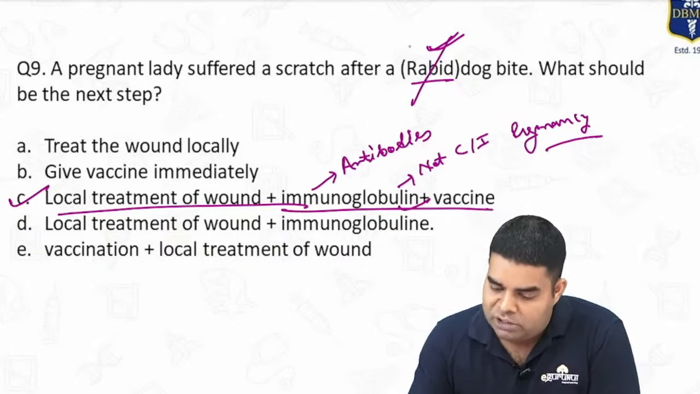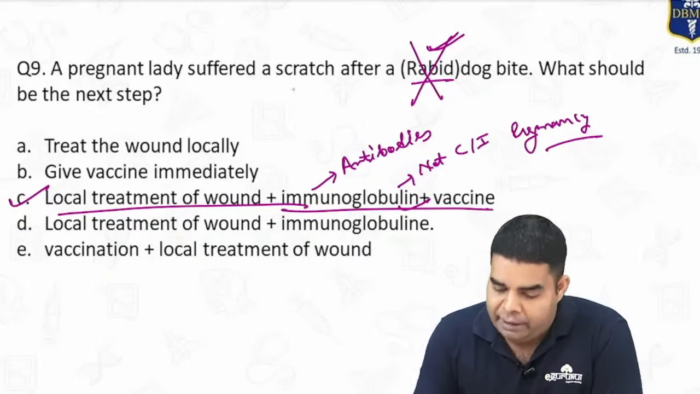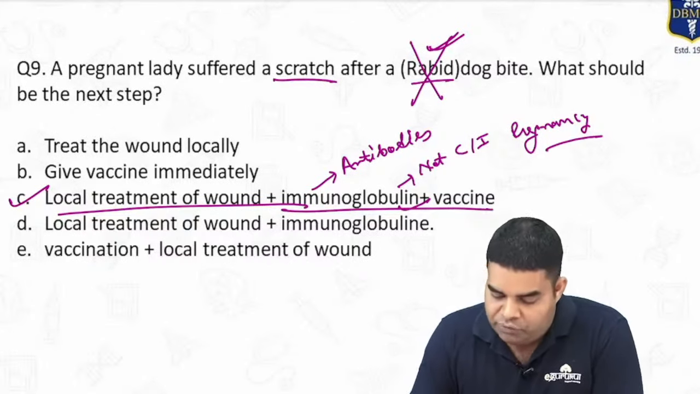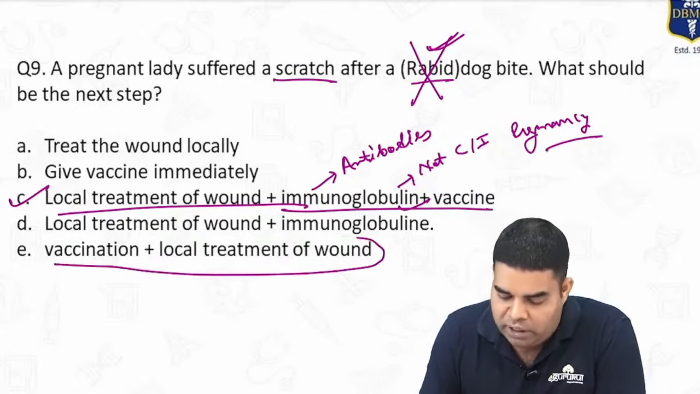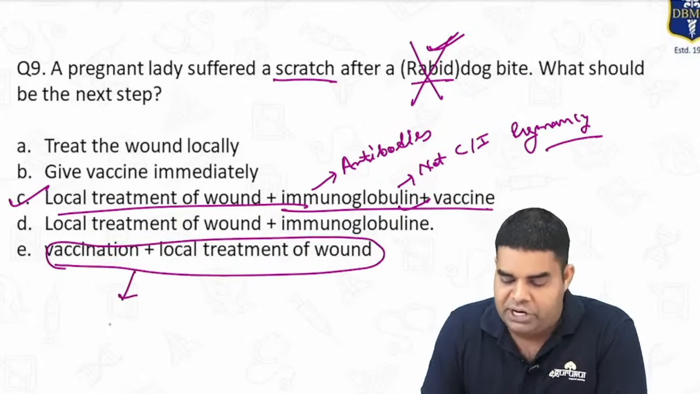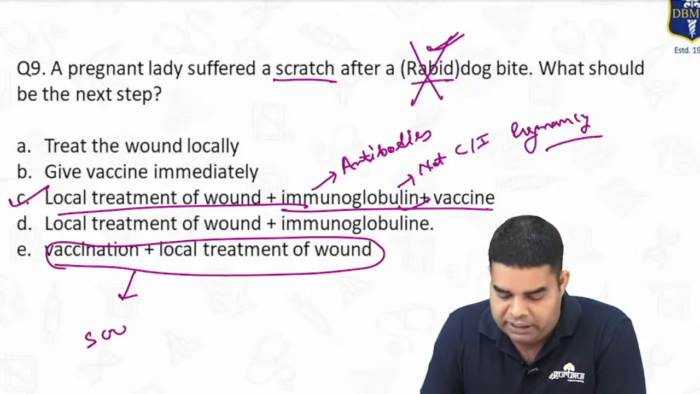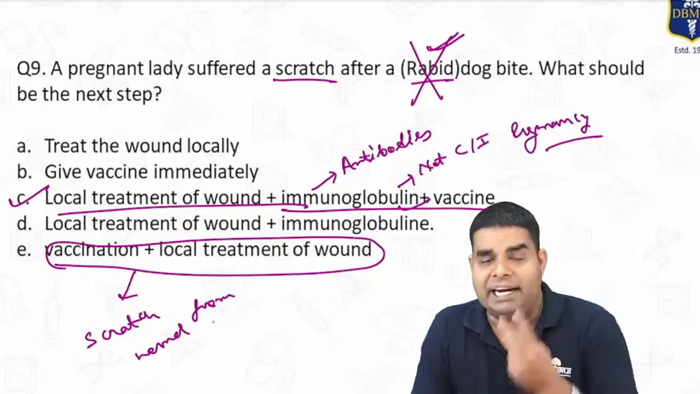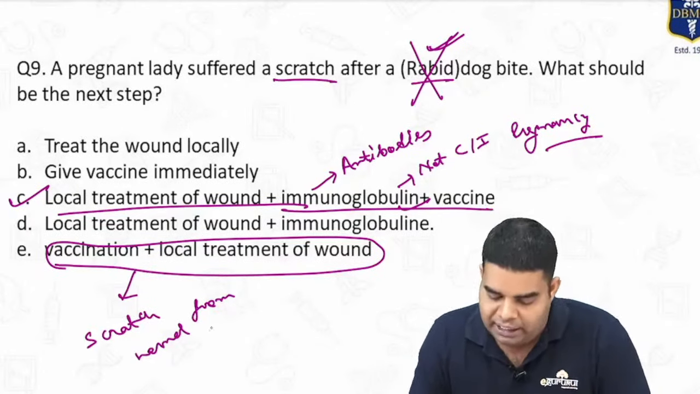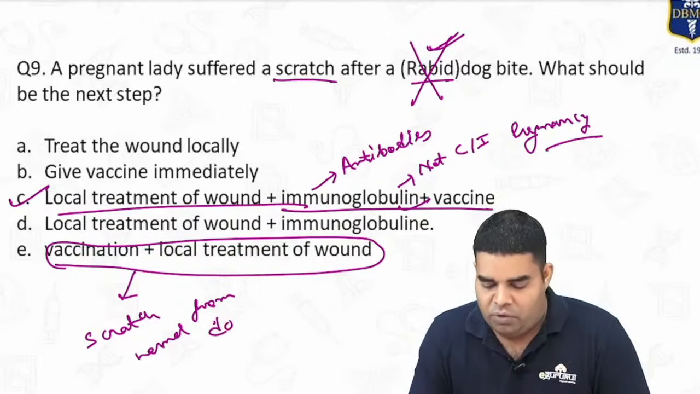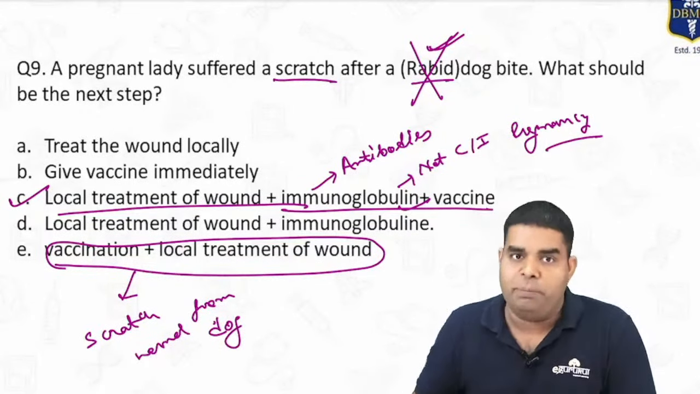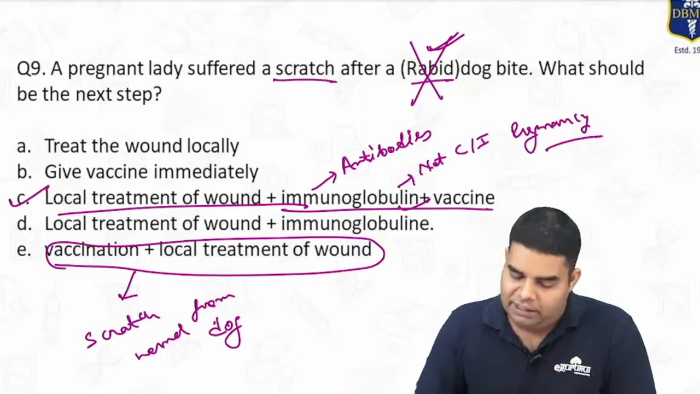If the word rabid is not used, and because it is only a minor scratch, then we should go for vaccination and local treatment of the wound. So vaccination plus local treatment if it is a scratch from a normal dog, because then the category of wound will be second category, and for second category we need only cleaning the wound for 20 minutes under running water with soap and then giving the vaccine.